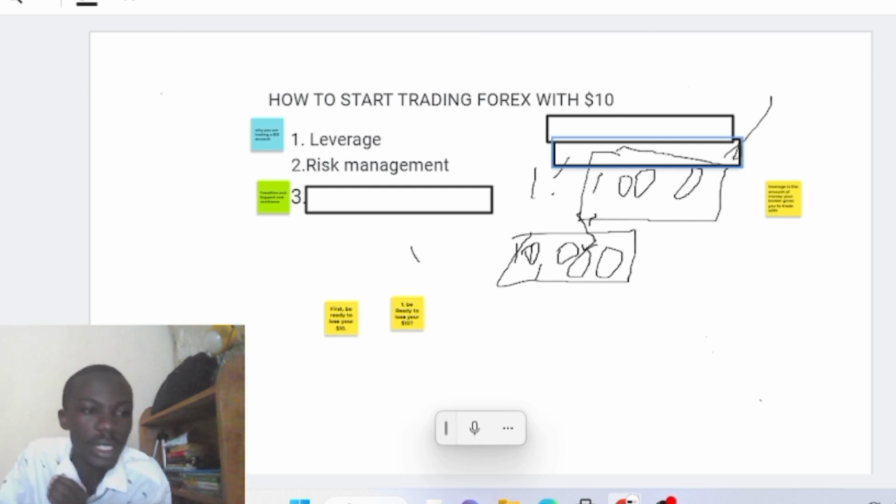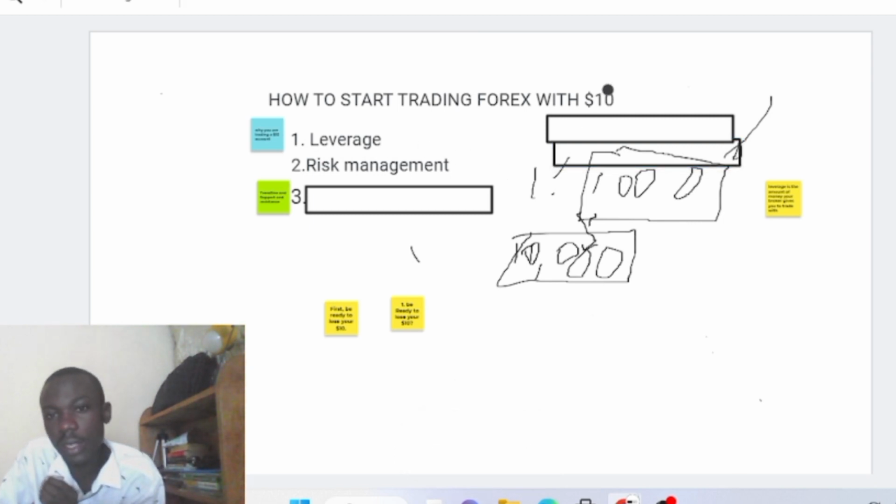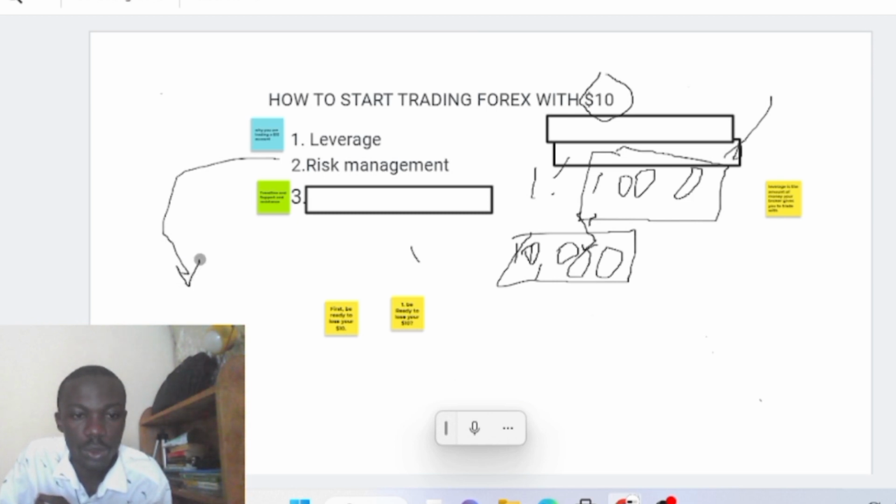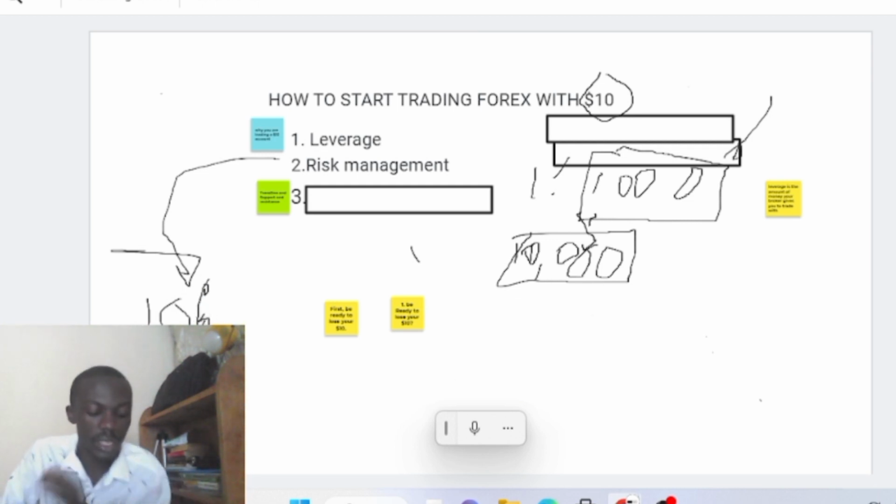Now, for our $10 account, remember this is our small money. What is our risk management going to be? We are going to risk 10% of our account. If you are risking 10% of your account, that simply means that we only need 10 losing trades. If we lose 10 trades, that's how we are going to blow our account.